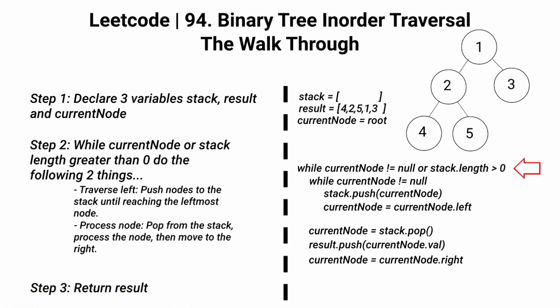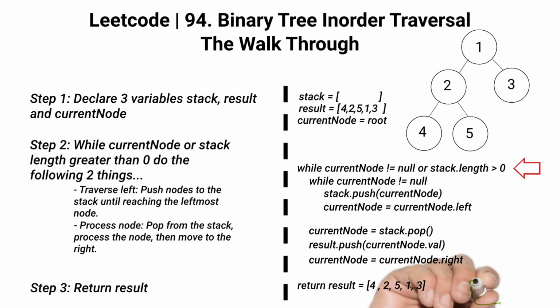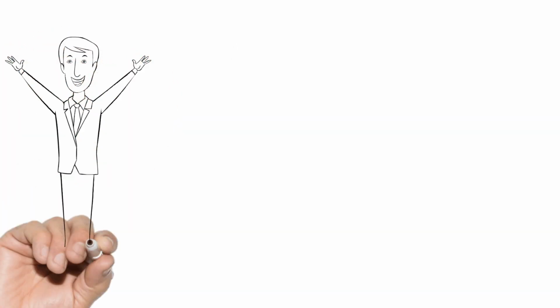Step 3, we'll return the result, which is 4, 2, 5, 1 and 3, which is exactly what we were looking for. And that's it. It's as easy as that.